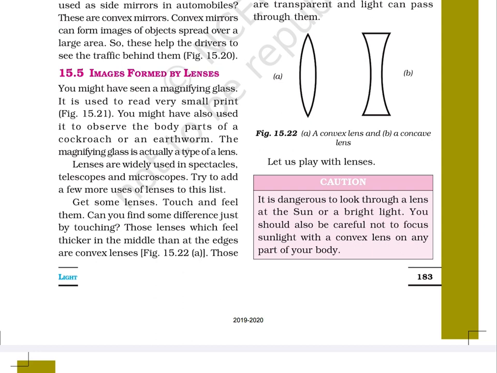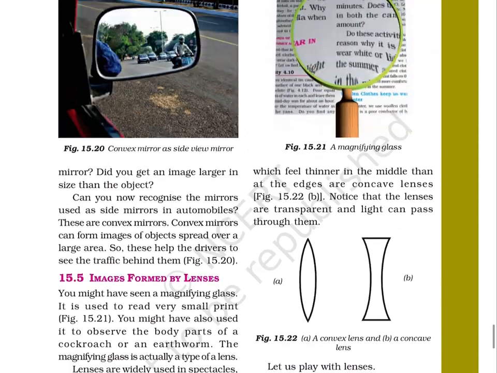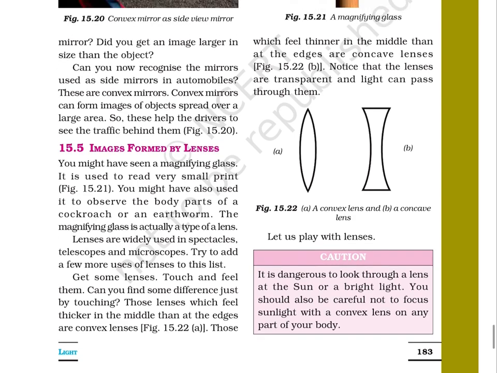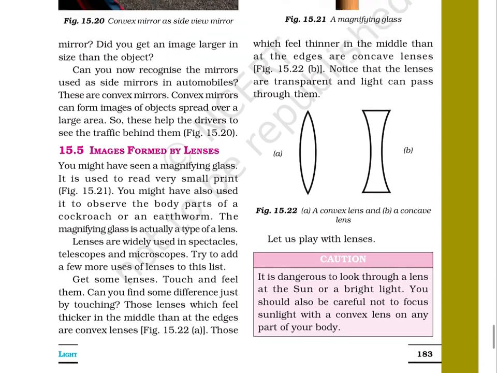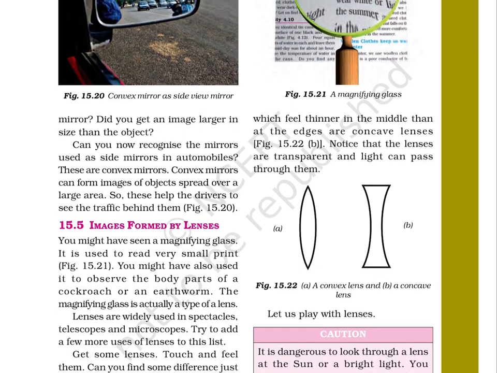Get some lenses. Touch and feel them. Can you find some difference just by touching? Those lenses which feel thicker in the middle than at the edges are convex lenses. You can observe that in Figure 15.22a. Those which feel thinner in the middle than at the edges are concave lenses. You can observe this in Figure 15.22b. Notice that the lenses are transparent and light can pass through them.